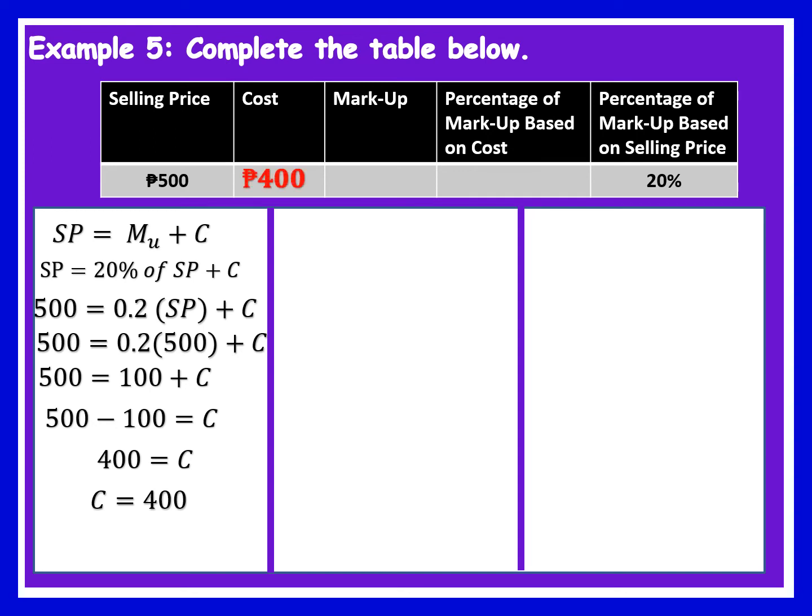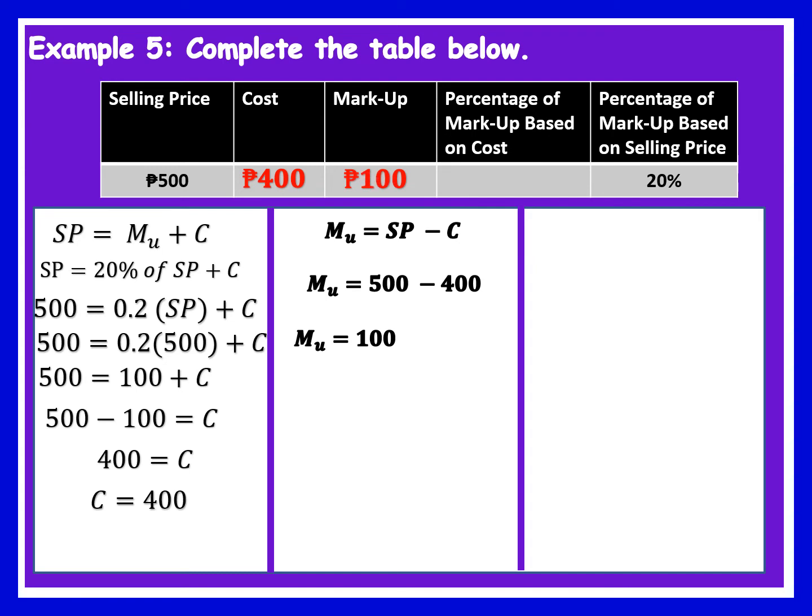Next, let us solve for the markup using the formula MU equals the selling price minus the cost. Our selling price is 500 and our cost is 400. So that will become 500 minus 400, and that is 100. So our markup is 100.